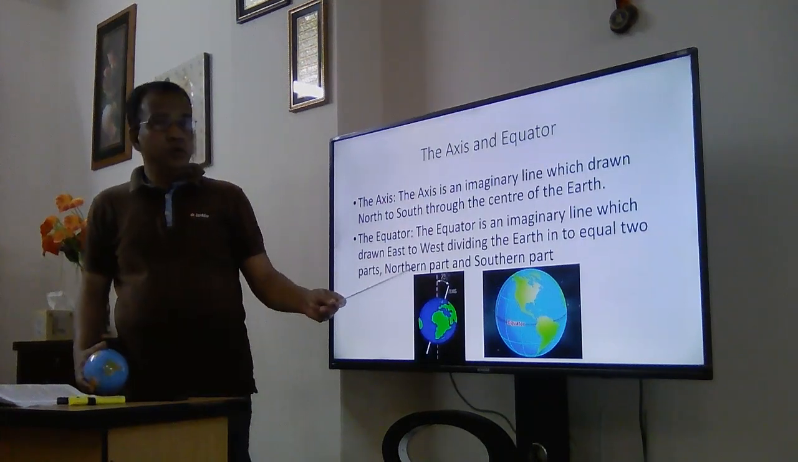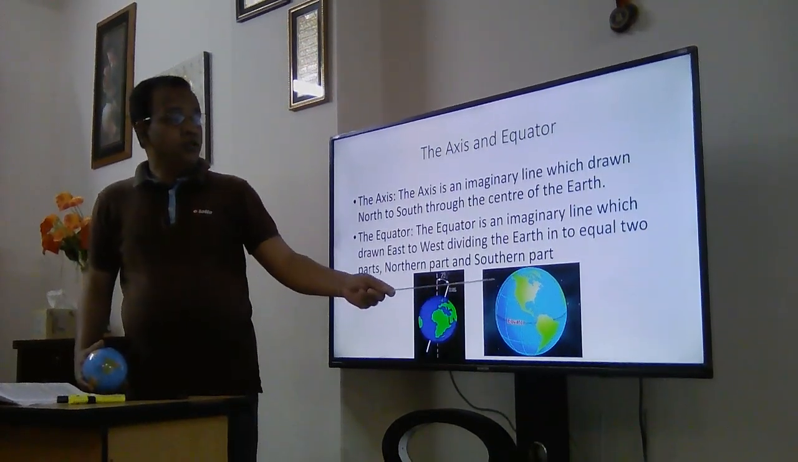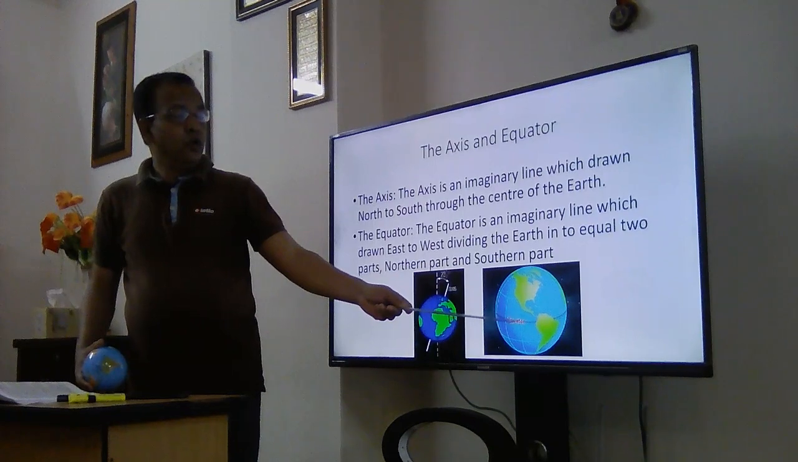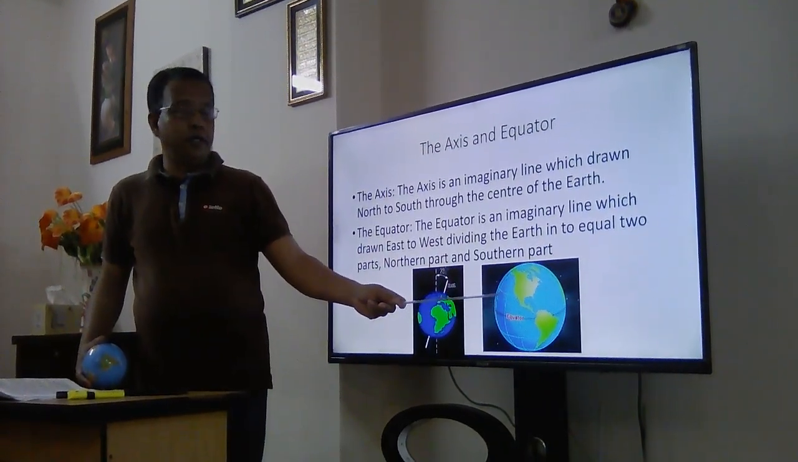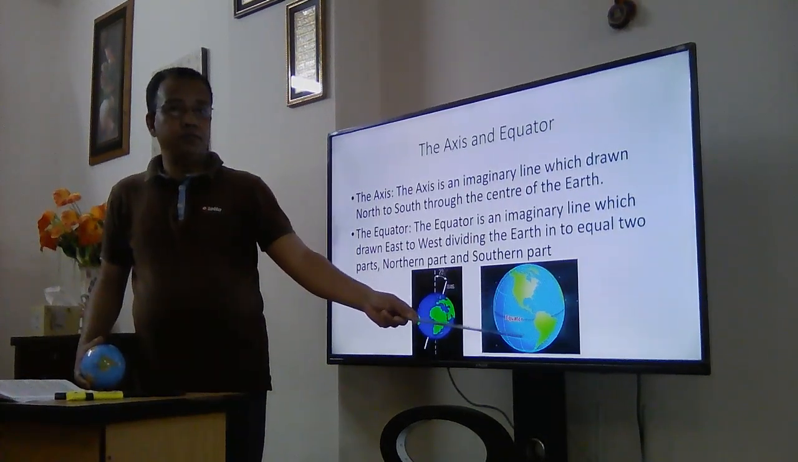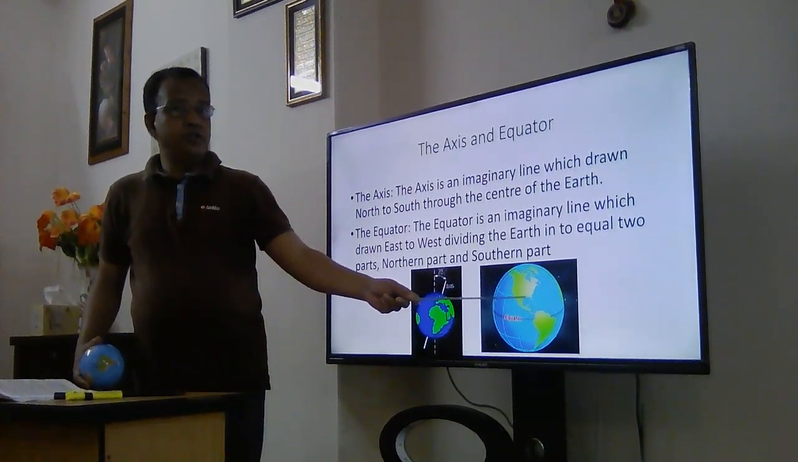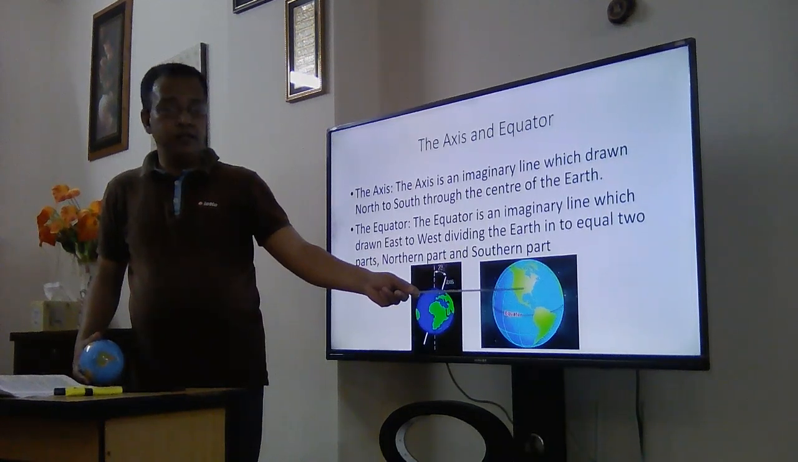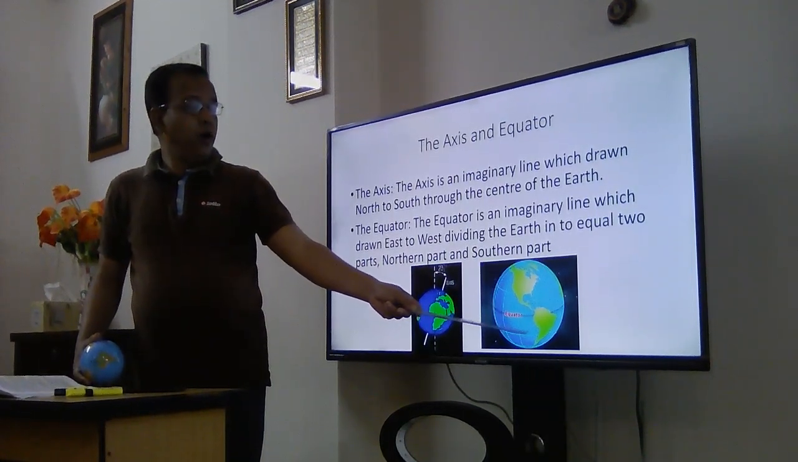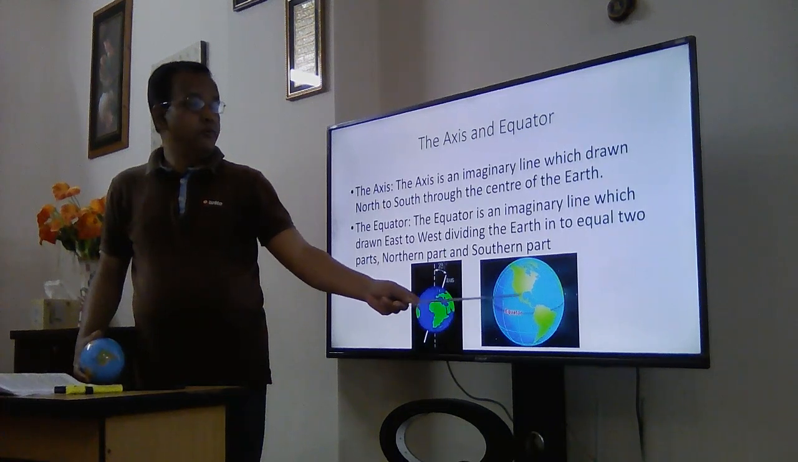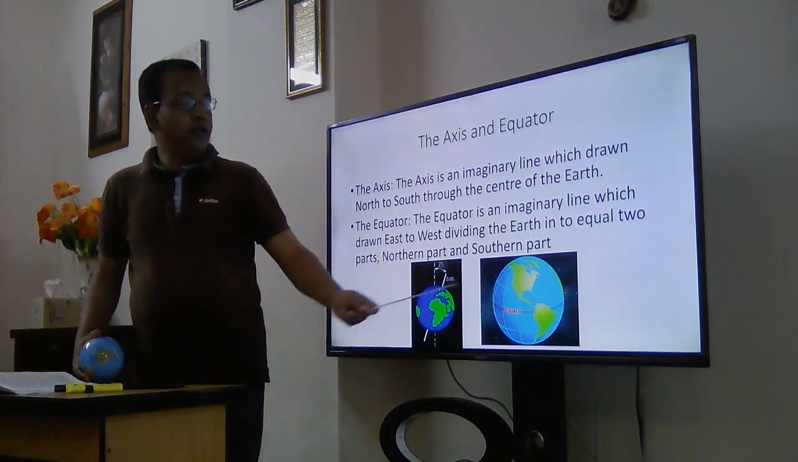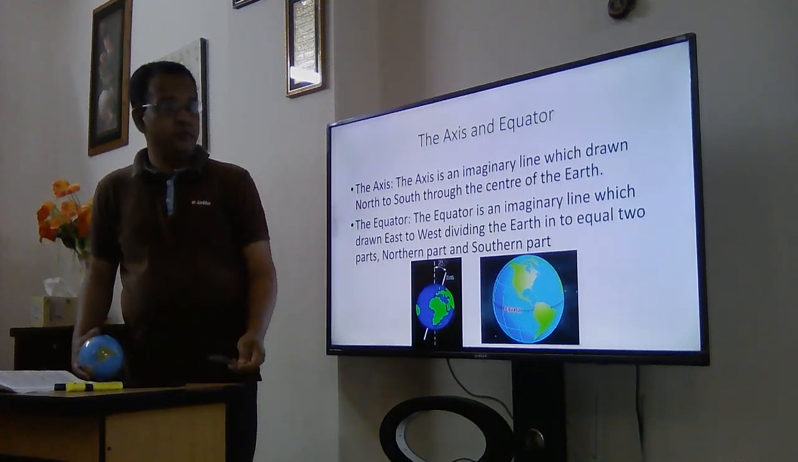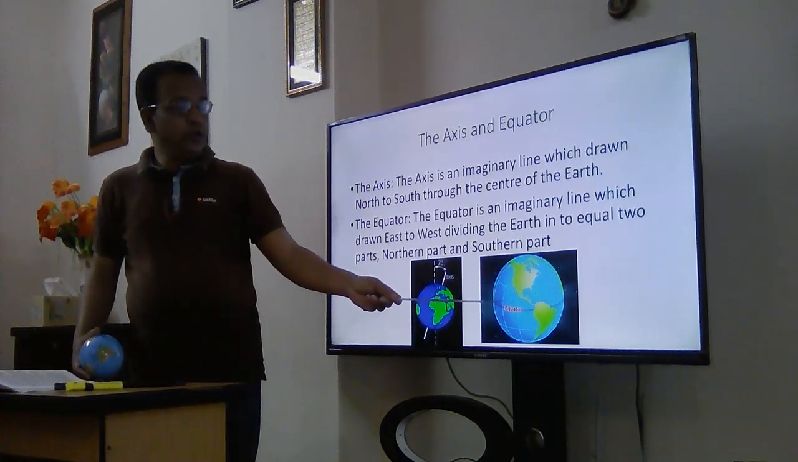Again, what is equator? Equator is an imaginary line which is drawn east to west, dividing the earth into two equal parts. The upper portion of the equator is known as the northern part, and the lower portion is known as the southern part. The northern part is known as the northern hemisphere, and the southern part is known as the southern hemisphere. The value of the equator is 0 degree.